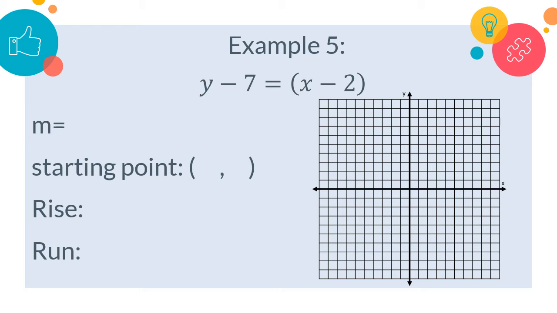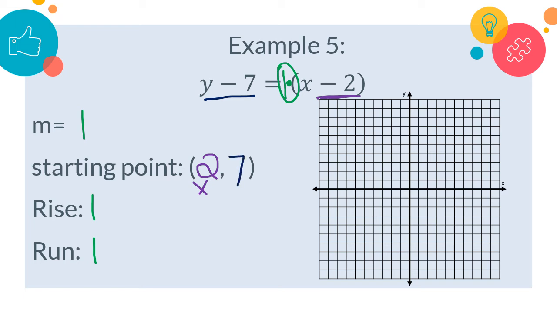First, let's identify the parts. The m is the value in front of x. Uh-oh, I'm missing it. What can I multiply by that'll keep it the same? A 1. If you're missing anything to do with a slope, it's 1. Therefore, my rise and run are both 1. Starting point for my x, it says x minus 2, so I'm going to write positive 2. It says y minus 7, so I'm going to write positive 7.